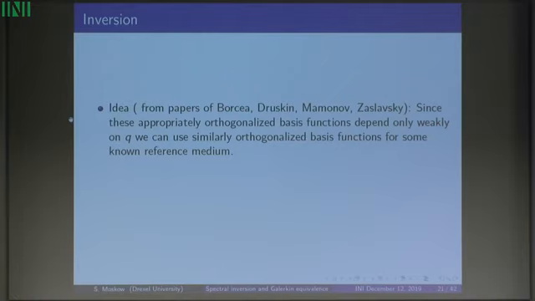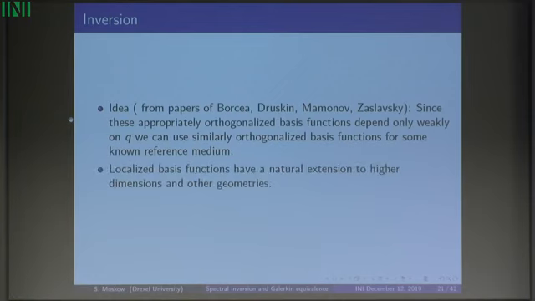The idea was originally developed in papers by Borcea, Druskin, Mamonov, and Zaslavsky, mostly in the time domain. Things are a little bit different there, but it's the same idea. Since these appropriately orthogonalized basis functions depend only very weakly on the unknown coefficient, we can use similarly orthogonalized basis functions for a known reference medium. And these localized basis functions have natural extensions. Everything I've done, there's no reason it's 1D, and there's no reason there's just one source. I'll say something about that afterwards.